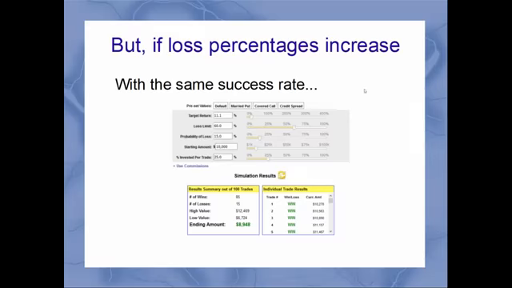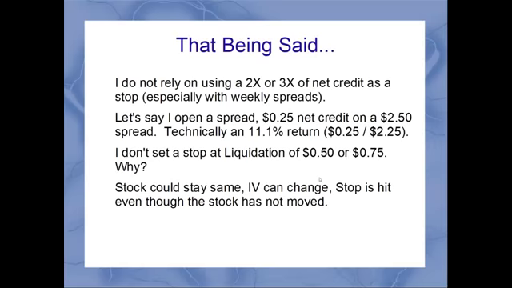Now what this leads up to, there's nothing wrong with those of you, the majority of you, who said you look to close the spread when it hits a 50% win ratio of what you expected. So my trade, 11% win, I'd close it when it gets to 5.5% return. But as a stop, I don't really rely on that, and I don't really rely on using the 2 times or 3 times of the net credit for a position, especially with weekly spreads where I'm only getting, let's say, 10 cents net credit, maybe 15 cents net credit. I open a spread with a 25-cent net credit on a 250 spread.